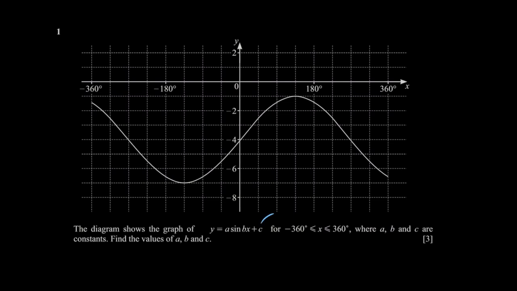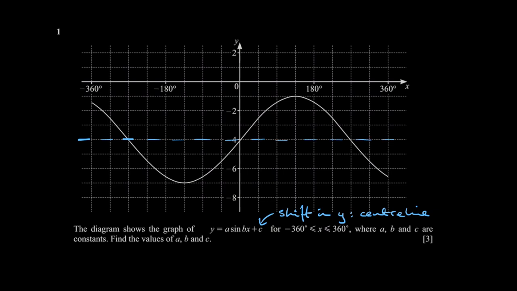So C, what does that C mean? It means the shift in the y direction. And that basically tells us where the center line is, right? So the center line is the horizontal line that the sine or cosine wave oscillates about. So in this case, hopefully you can see the center line is going to be -4.